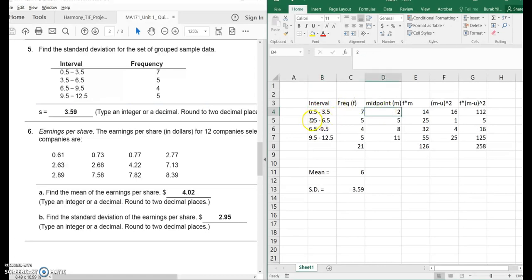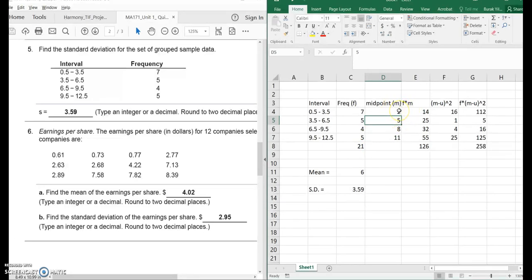And you do that with all of the lines. 6.5 plus 3.5, which is 10, divided by 2 is 5, so the midpoint is 5. And you do the same, so you get these midpoints 8 and 11. So these are the midpoints, these are the frequencies. And the sum of the frequencies would give us n, the number of data points in the set.